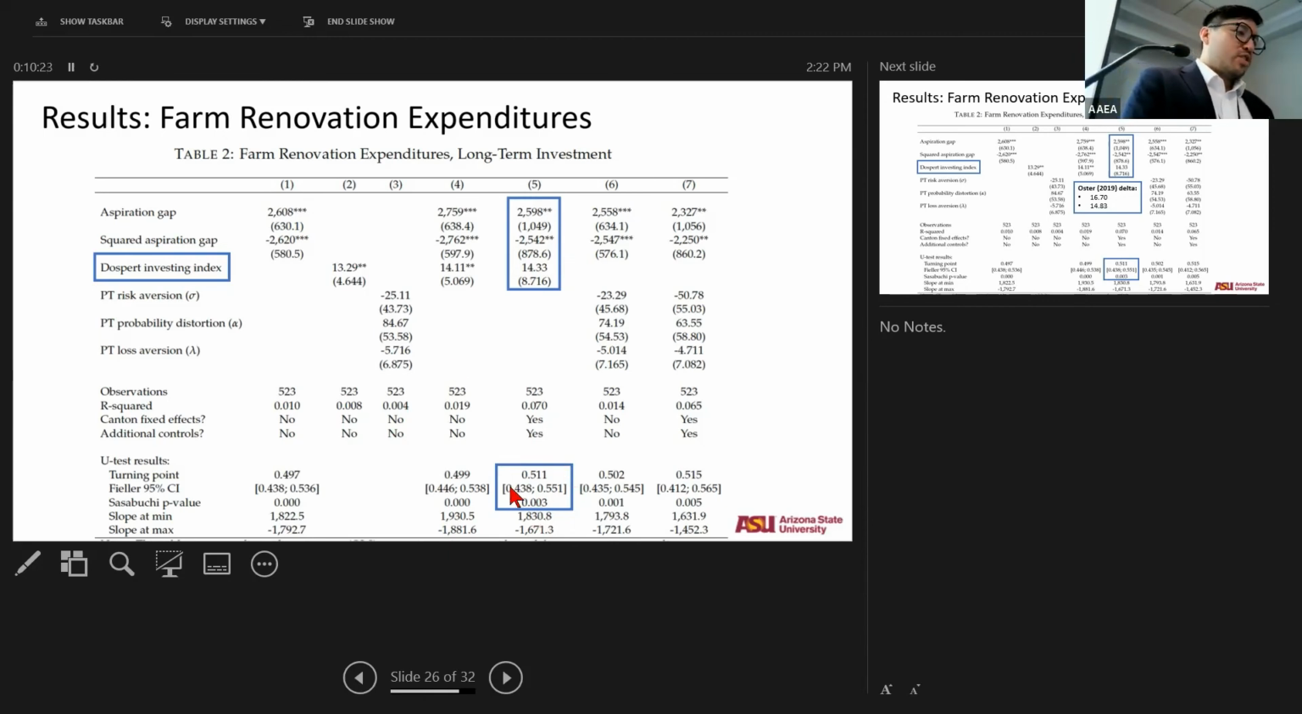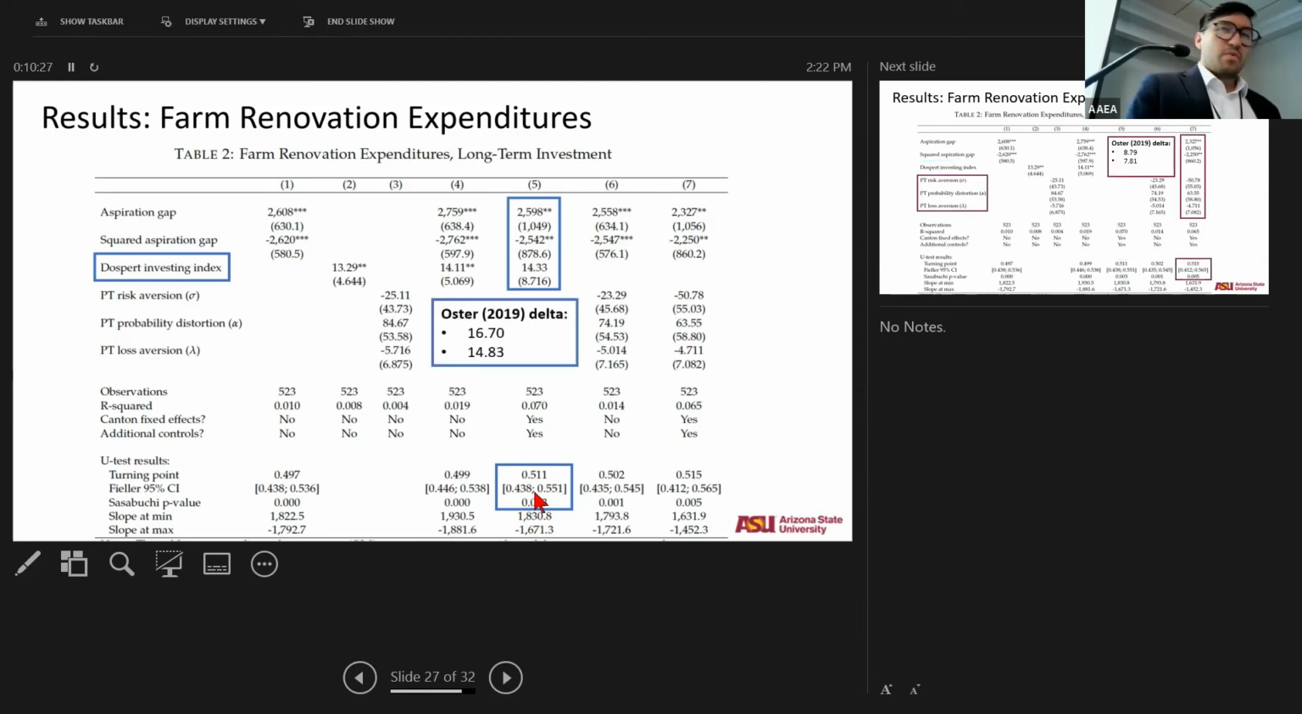We also estimate the turning point, and we find that it's pretty strongly significant. Like Martin did, we also estimate Oster bounds. They are really strong, 16 and 14. Basically, these Oster results tell us that unobservables in our regression specification need to be 14 to 16 times stronger than the variables that we have included in our regression to invalidate our results. So that was the first exercise we did.